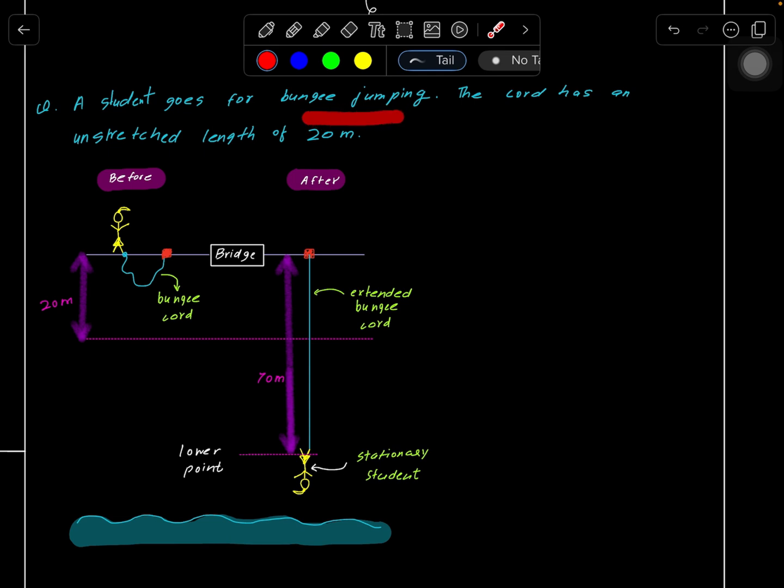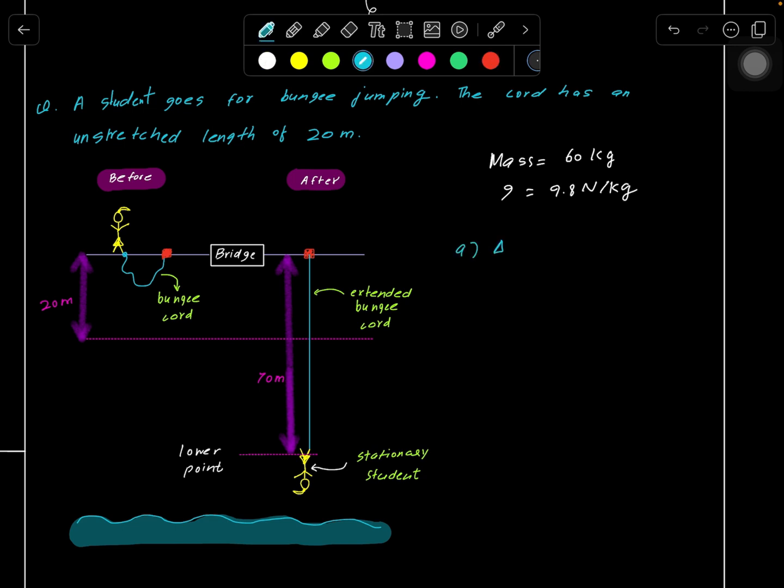A student goes for bungee jumping. The cord has an unstretched length of 20 meters. The diagram here shows you the before and after situation. The mass of the student is 60 kilograms, and the value of g, or the gravitational field strength here, is 9.8 newtons per kilogram. Part A: change in gravitational potential energy at 20 meters.